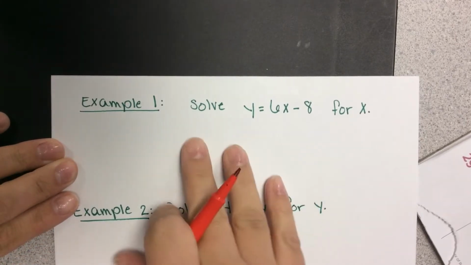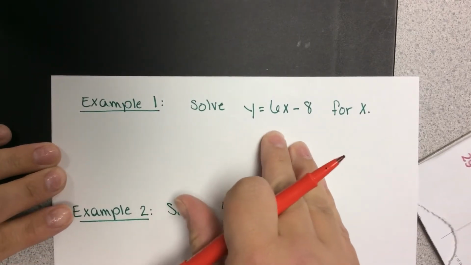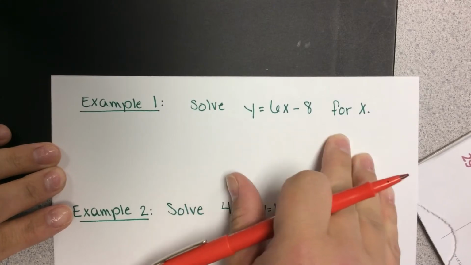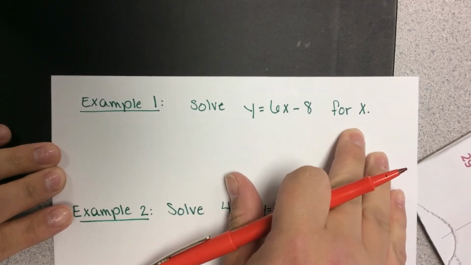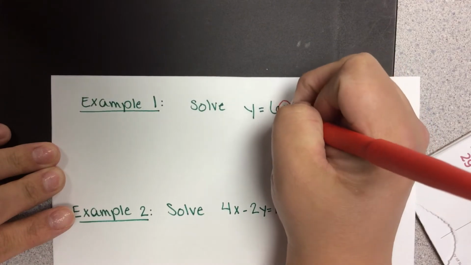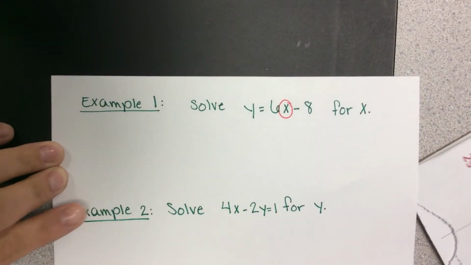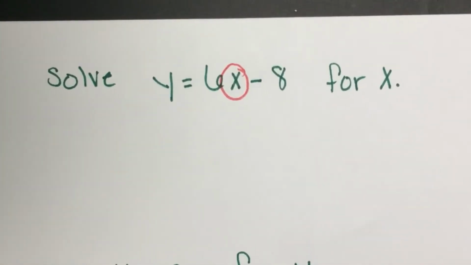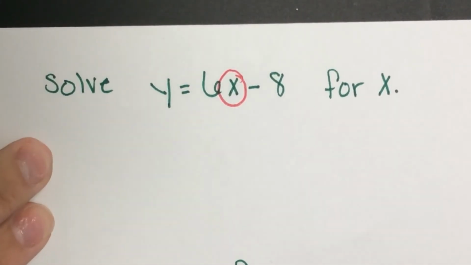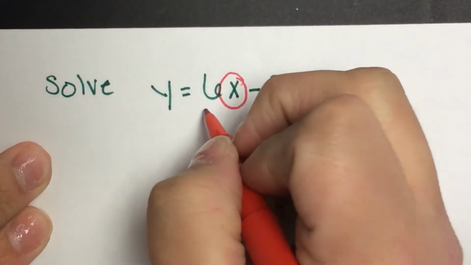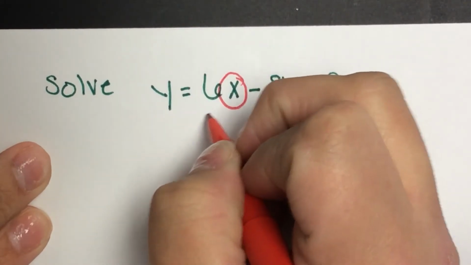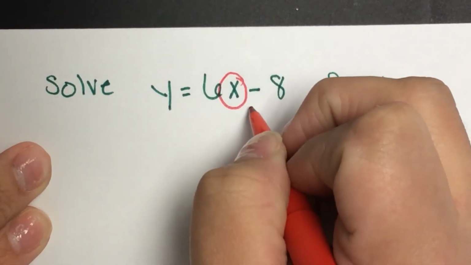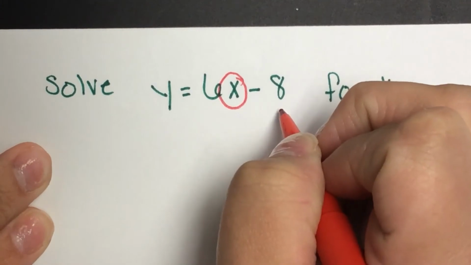Example 1, we need to solve y equals 6x minus 8 for x. So we have to isolate x, get x by itself. In my mind, I'm saying to myself, what is on the same side of x that I need to get rid of? I'm going to need to get rid of the 6 because that's touching the x, and then I need to get rid of the subtract 8.